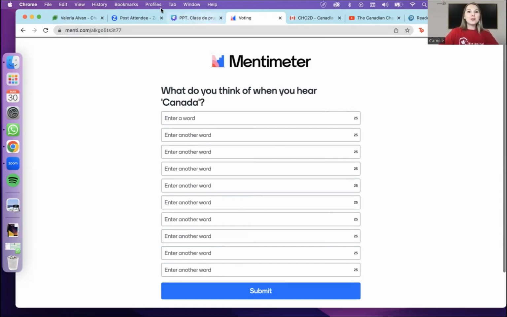I'll give us a few minutes. So it'll take about 2 minutes here. If you can please type in as many words as you can in 2 minutes. You can think about food, activities, culture, maybe the landscape, what it looks like. If you know a few things about the history, that could be very helpful as well. But anything that comes to mind.